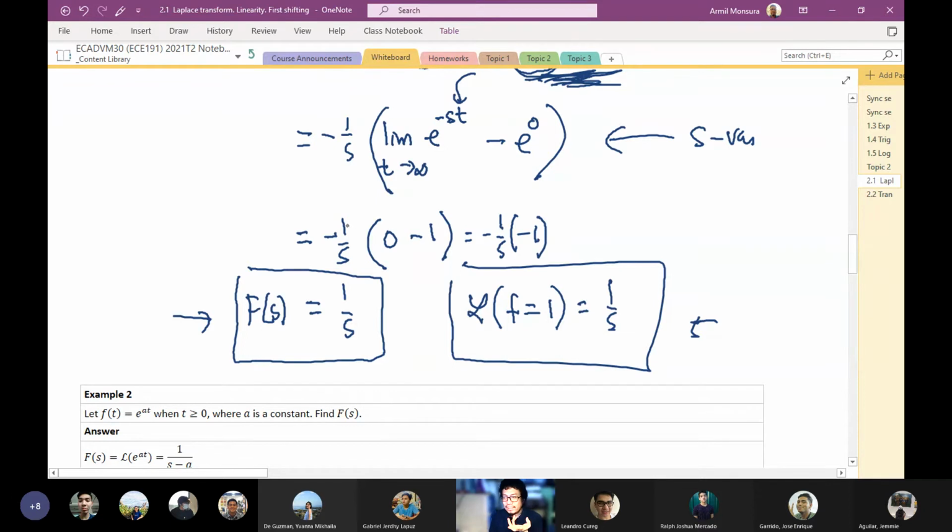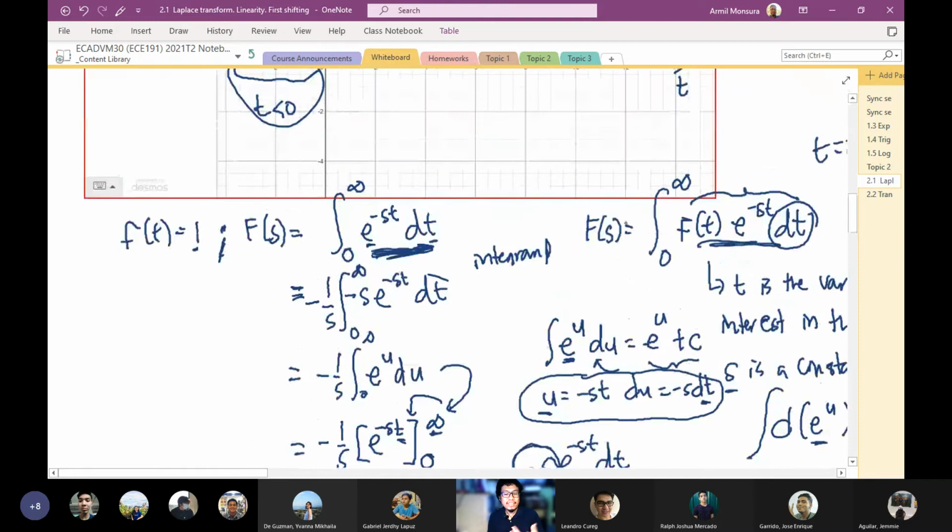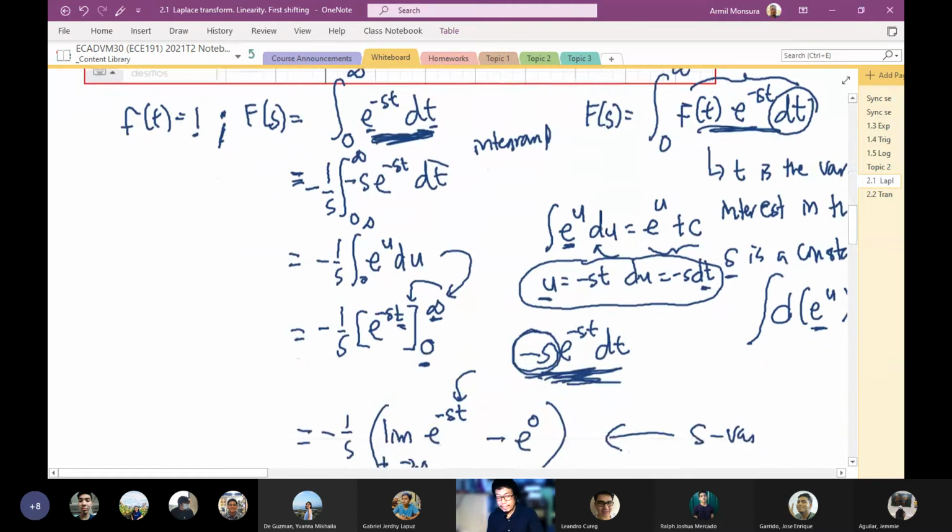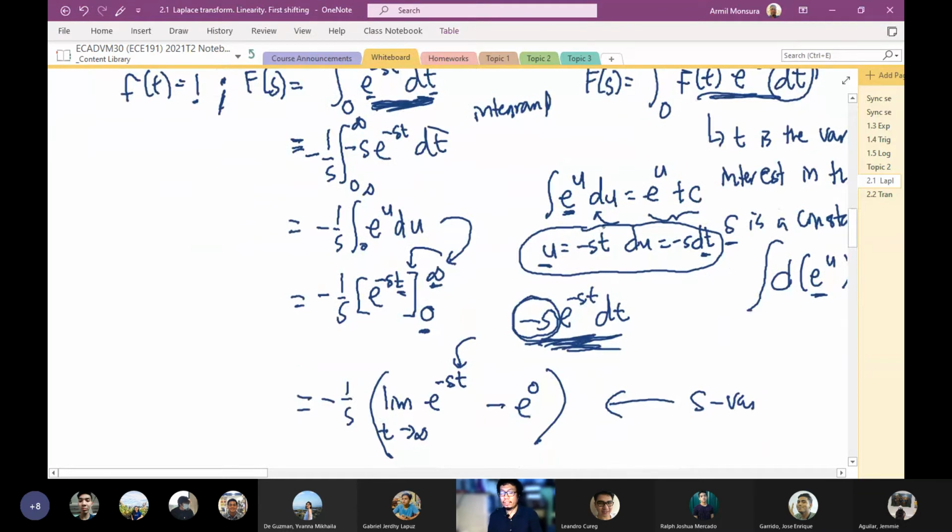We may be practicing taking Laplace transforms using integration, using this integral, but this would not last long. The idea is, the Laplace transform possesses some properties which allow us to operate on known Laplace transform pairs.